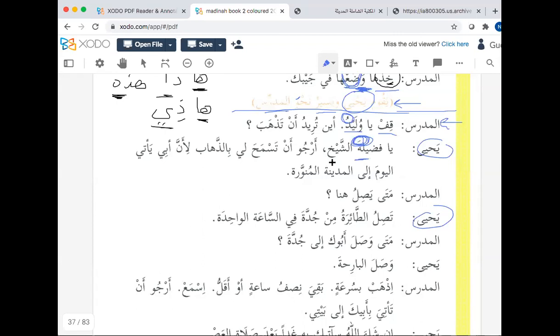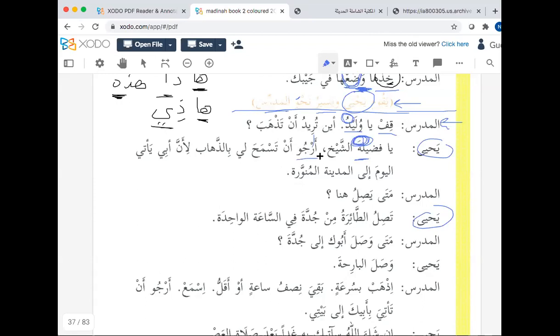طيب. يا فضيلة الشيخ أرجو أن تسمح لي بالذهاب لأن أبي يأتي اليوم إلى المدينة المنورة.